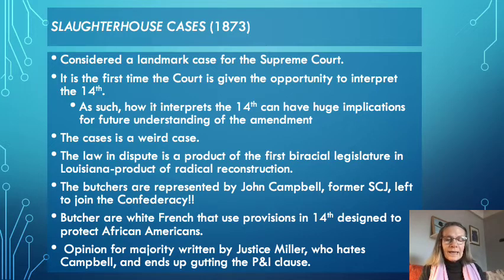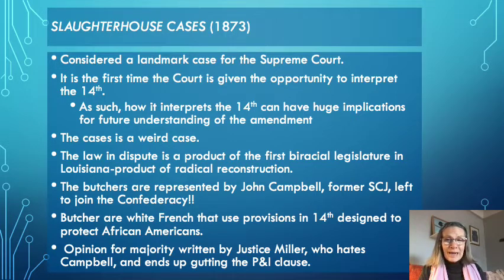This isn't why he gutted the Privileges and Immunities Clause, not because of his dislike of John Campbell. But he ends up, basically, making the Privileges or Immunities Clause completely meaningless from this point forward. And we'll see why that is in a moment.